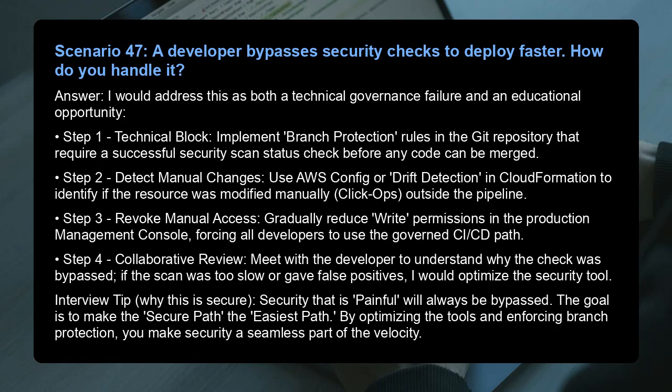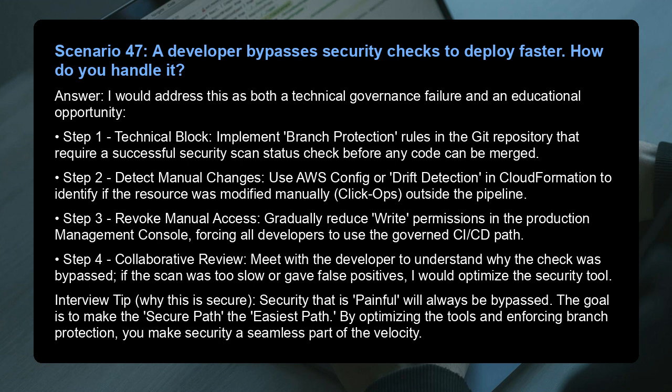Scenario 47. A developer bypasses security checks to deploy faster. How do you handle it? Answer: I would address this as both a technical governance failure and an educational opportunity. Step 1. Technical block. Implement branch protection rules in the Git repository that require a successful security scan status check before any code can be merged.